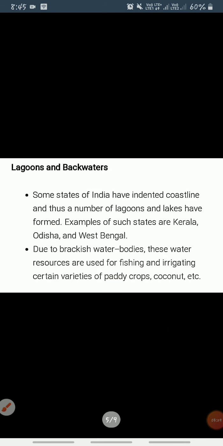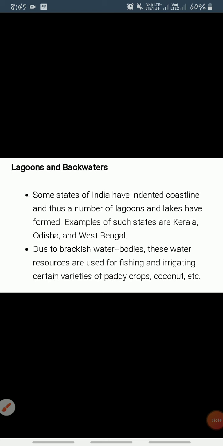So it can come in your exam to compare it, or some questions also come related to the diagram. So please just learn this diagram and the topic also. Clear? Okay. Now next is lagoons and backwaters.